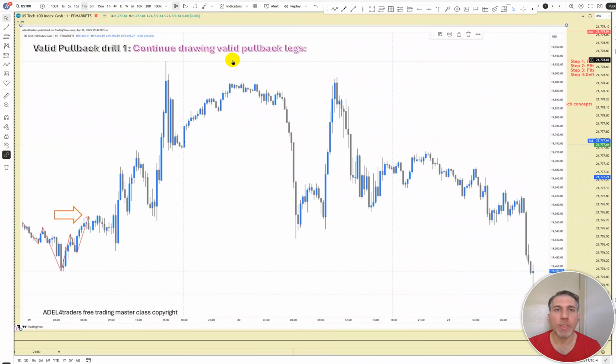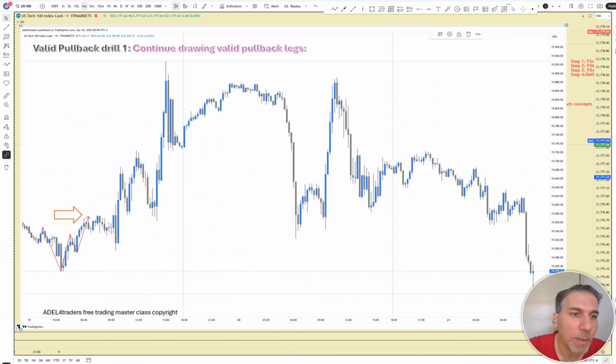We're going to continue drawing valid pullback legs. This is not a valid swing. Valid swings are the ones formed after valid GAN swings. We're just adding one or two more conditions to GAN swings, so we can form a little less noisy legs.